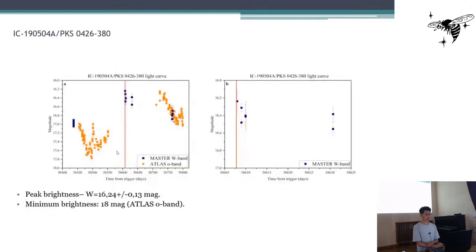after the event. Light curves made using data from two projects, MASTER and ATLAS. You can clearly see the flare and steady brightening 100 days before the event. Peak brightness of the blazar was 16.2 magnitude. Unfortunately, we do not detect any significant variability right after the event.